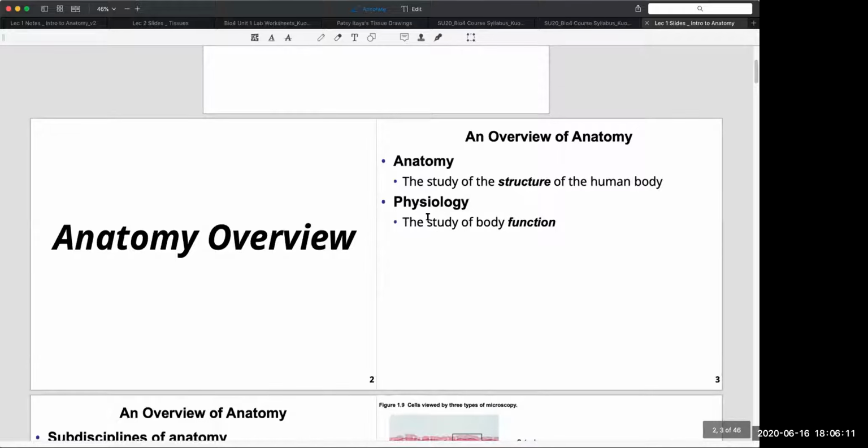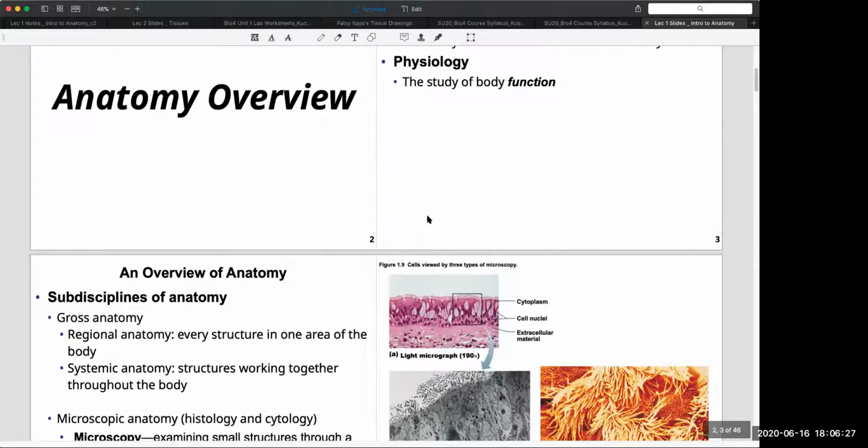So it's very important when we study anatomy that you consider the way something is designed as it relates to its function. So how does its design help it serve its function? And that will be a concept that we'll re-emphasize in these next series of classes.